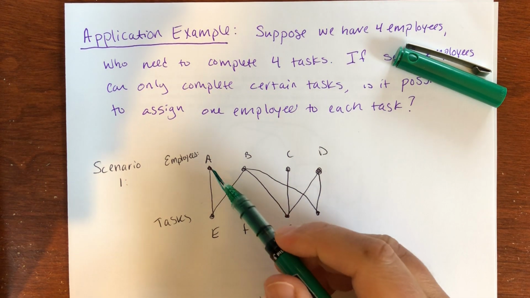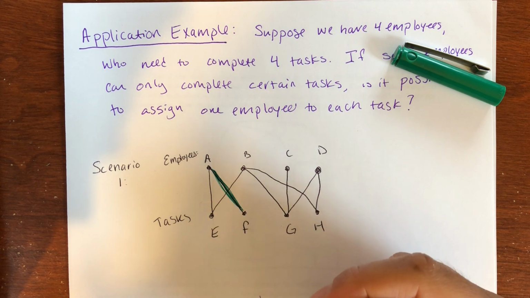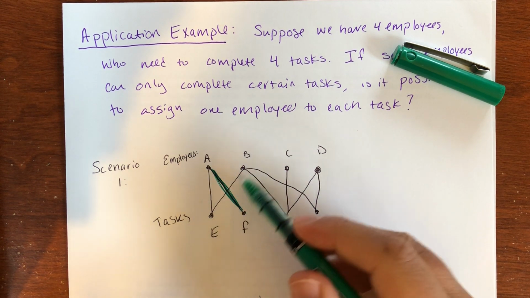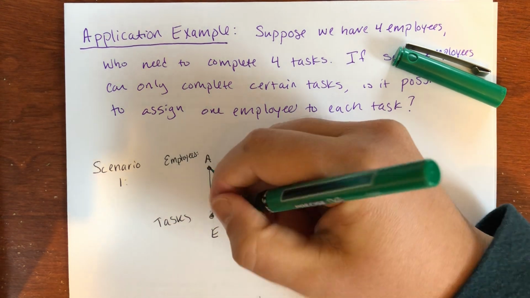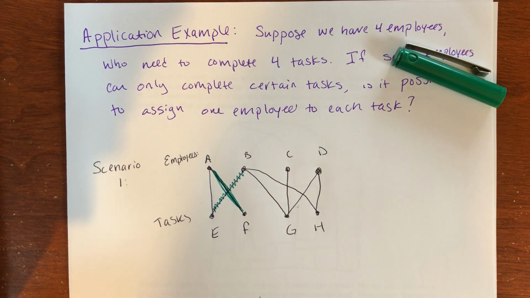All right, now employee A has already done their task. They're not going to be able to do anything else, so they won't be able to complete task E, for example. But that's okay, because employee B also knows how to do task E. So let's assign task E to employee B.